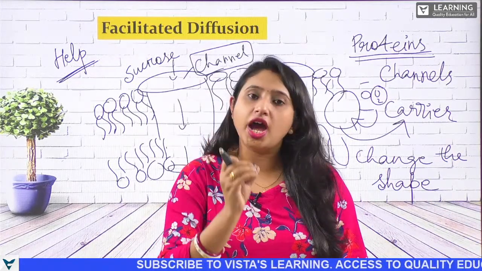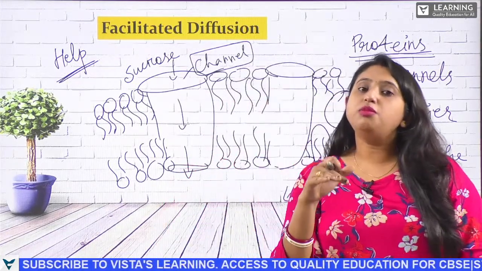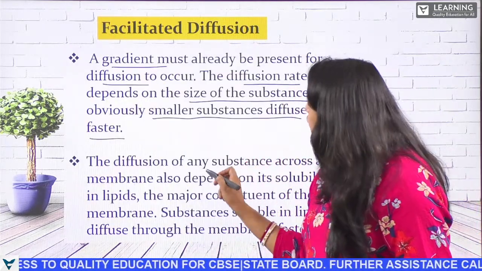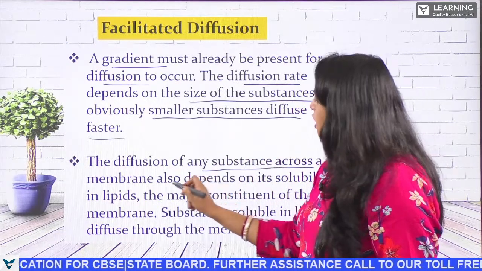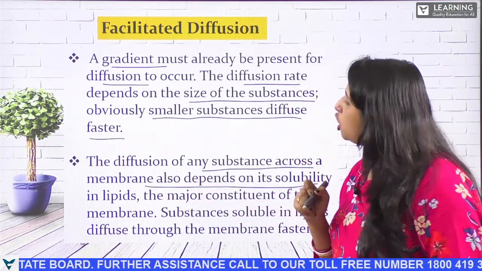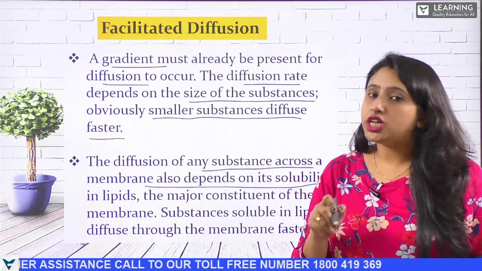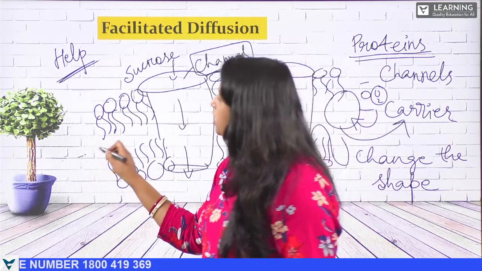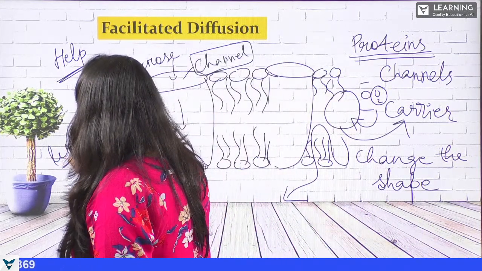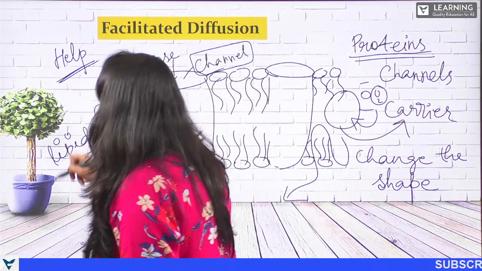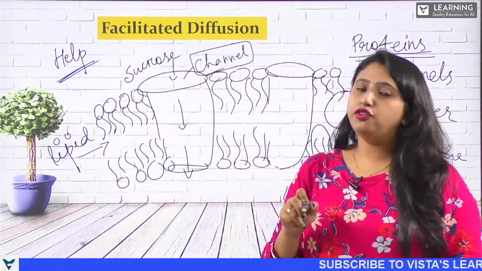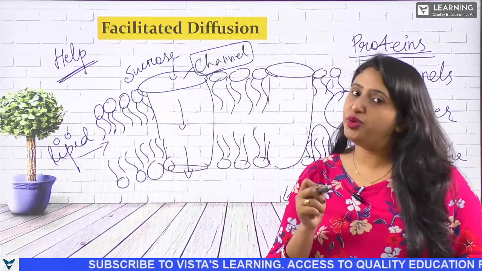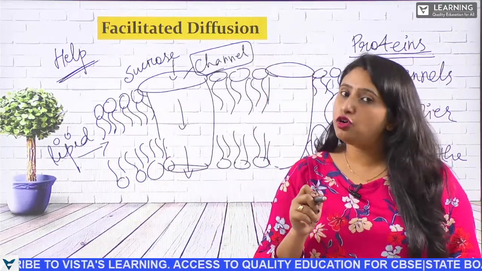So with the help of these channel or carrier proteins, they will be passing the plasma membrane. Is that clear? So see here, the diffusion of any substance across the membrane also depends on its solubility in lipids. I have already said that the plasma membrane is made up of phosphate and lipid tails, and the lipid is hydrophobic. Hydrophobic means fear of water.